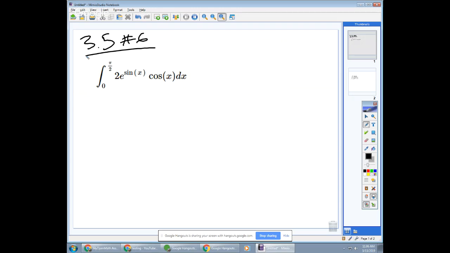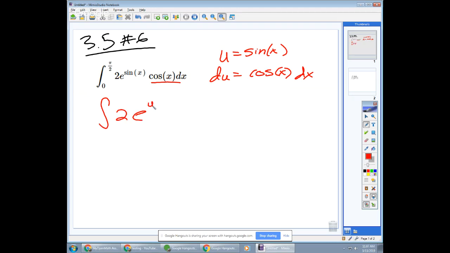Thoughts? U equals sine of x. U equals the sine of x. Excellent. Right. So u is equal to the sine of x, and du is the cosine of x dx, which happens to be sitting right there. Ignoring the boundaries for a moment, I get 2e to the u du.